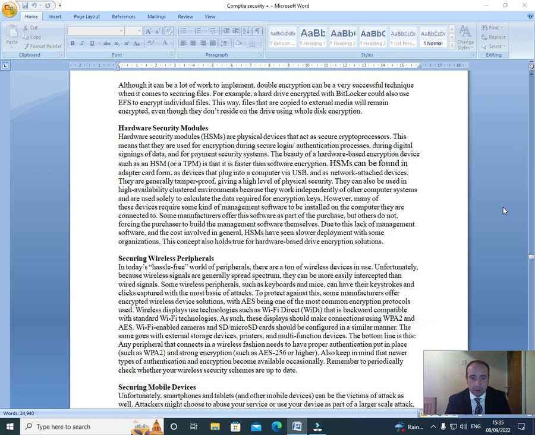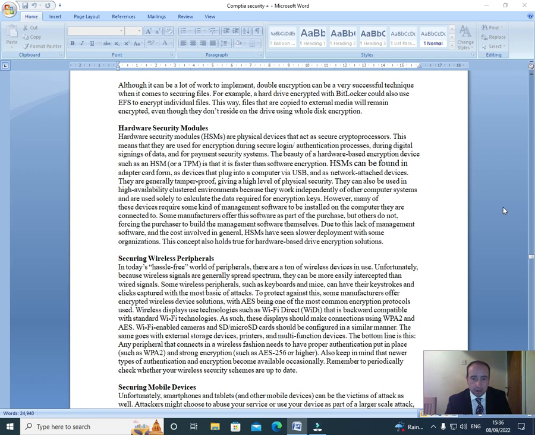HSMs can be found in adapter card form and devices that plug into a computer via USB. As network attached storage devices, they are generally tamper-proof, giving a high level of physical security. They can also be used in high availability clustered environments because they work independently of other computer systems and are used solely to calculate the data required for encryption keys.